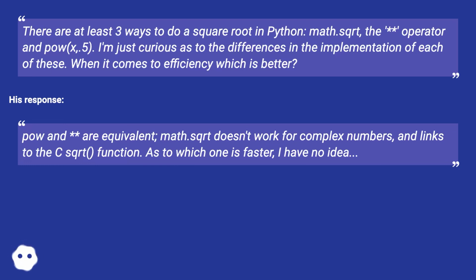His response: pow and ** are equivalent. math.sqrt doesn't work for complex numbers, and links to the C sqrt function. As to which one is faster, I have no idea.